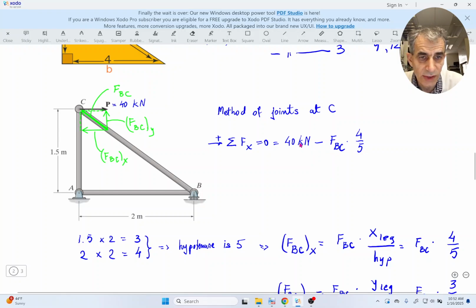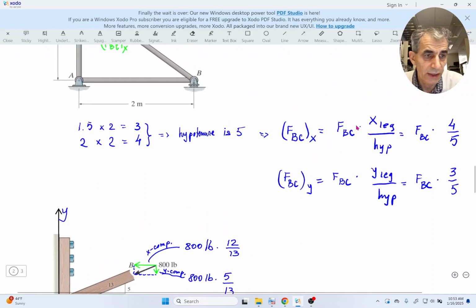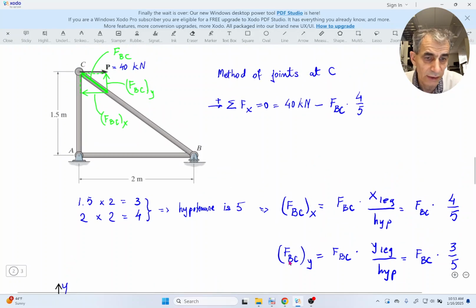In this case, you can see that we can easily write 40 kilonewtons minus this FBC component along the x-axis, FBC times 4 divided by 5. Of course, if we want to figure out the one in the y direction, it will be 3 divided by 5 for this one. Very simple, very fast. And you can see I developed it here, how we multiply it, and we figure out that it's going to be 3, 4, and the hypotenuse is 5, and then the BC component on x and the BC component on y, and easily we can look at them.